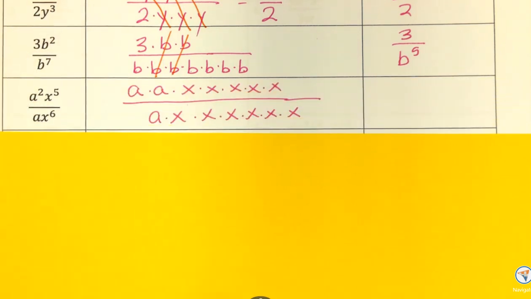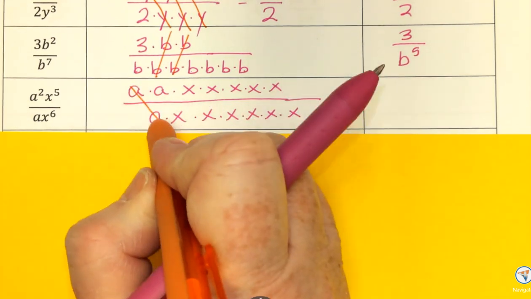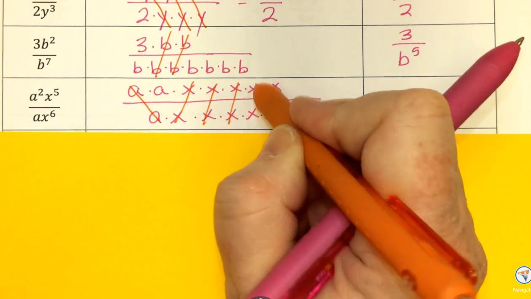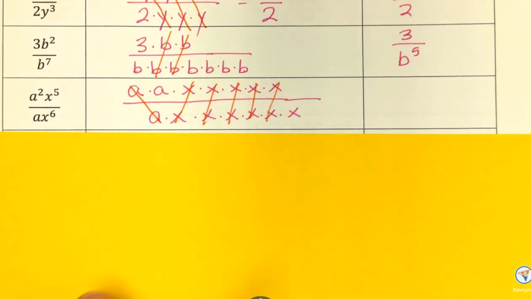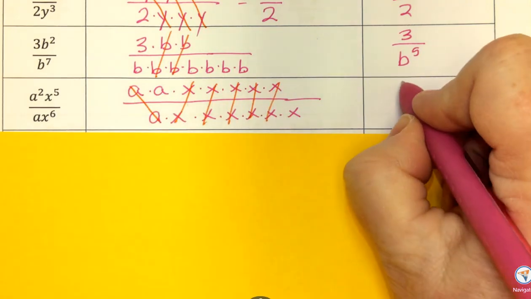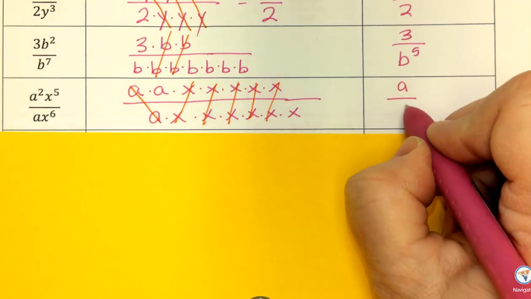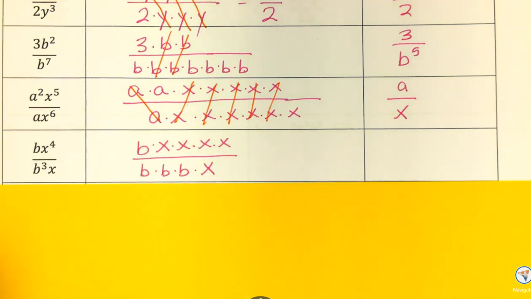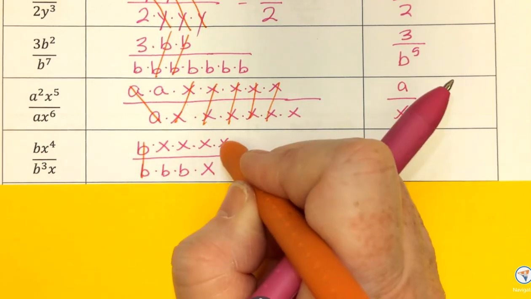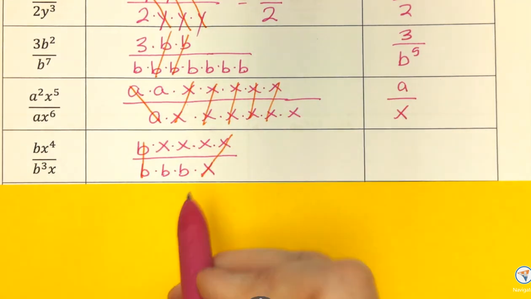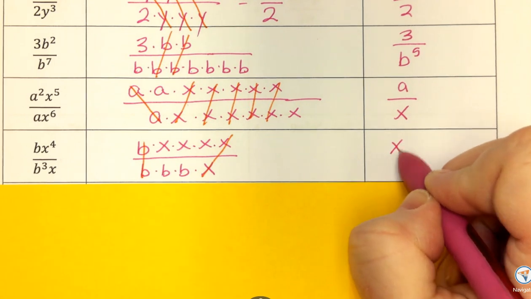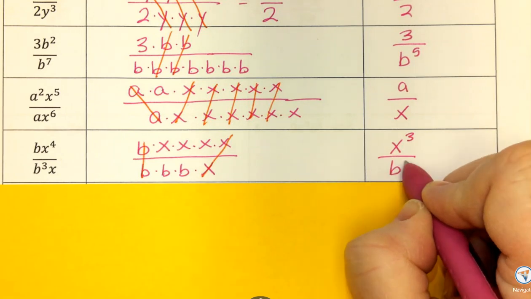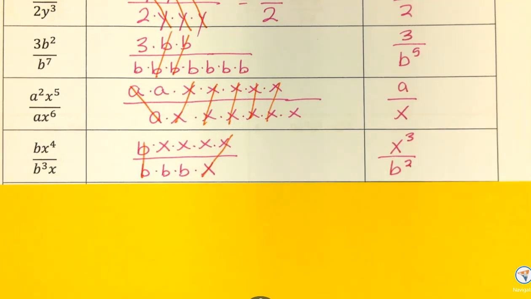All right, next one, I'm going to cancel out the a's, cancel out the x's that overlap, right? What you see left, a single a on the top and a single x on the bottom. Okay, the next one down, the b's cancel out and an x cancels out. So what I have are 3 x's on the top, so x to the third, 2 b's on the bottom, so b to the second.